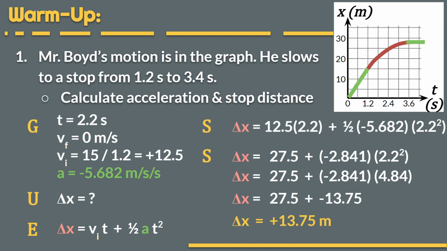And so the displacement that the object, Mr. Boyd, experiences is 13.75 meters forward, because he was already moving forward but slowing down. He's still going to move forward until he stops.